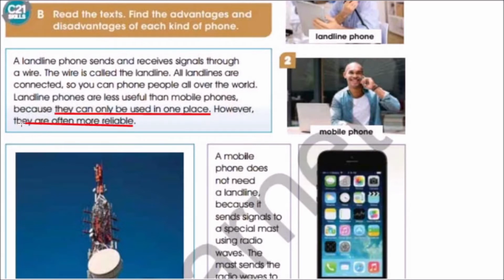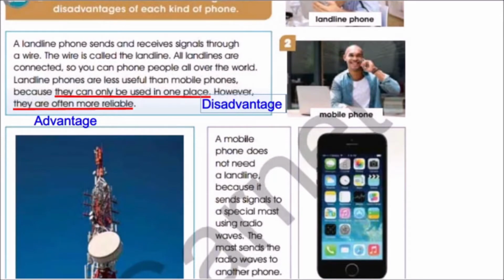Which one of these is an advantage? Very good. Now, they are often more reliable is an advantage. Very good. Now, they can only be used in one place. This one is a disadvantage. Very good. Now, we have an advantage and a disadvantage for the landline phones. Let's move on and read the mobile text.